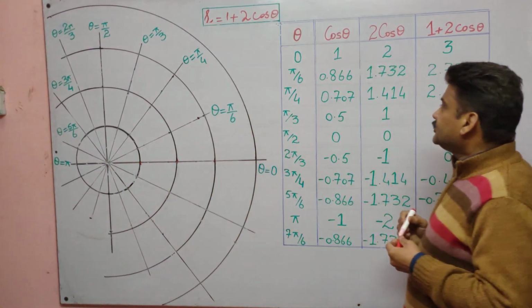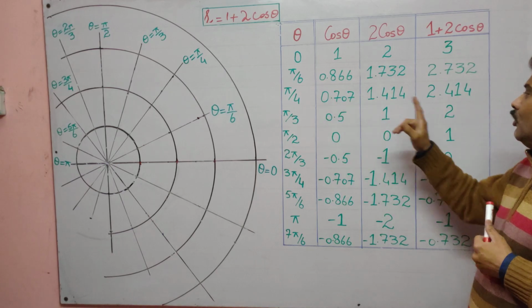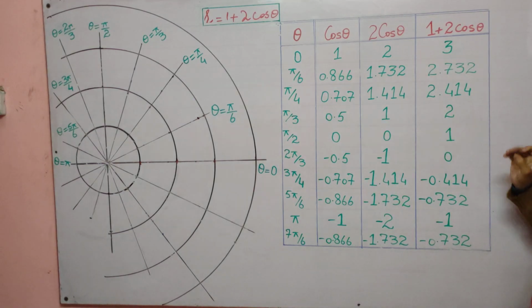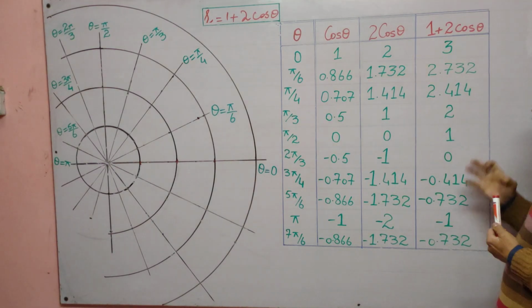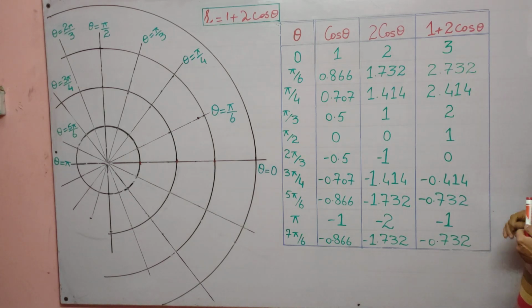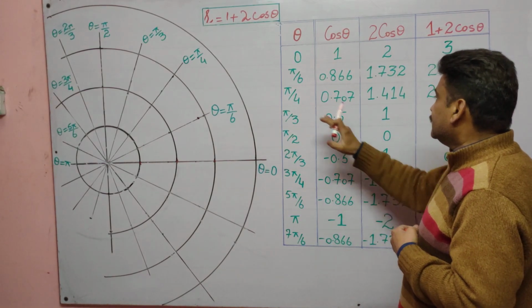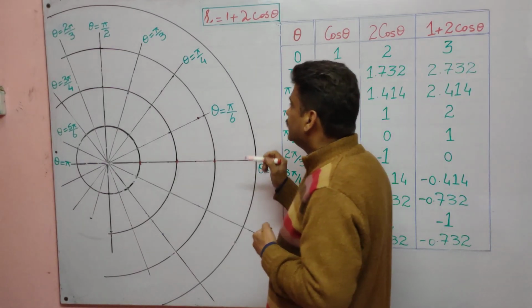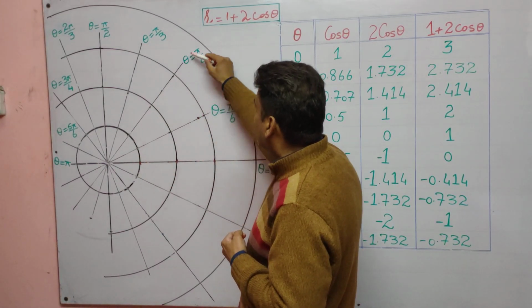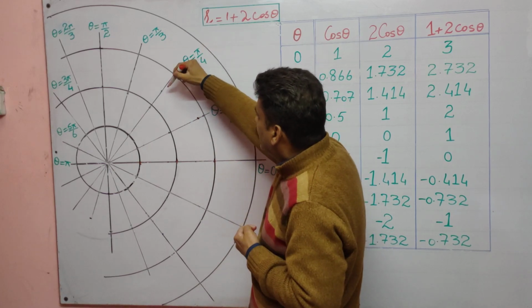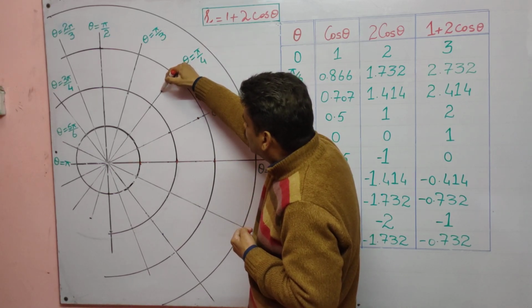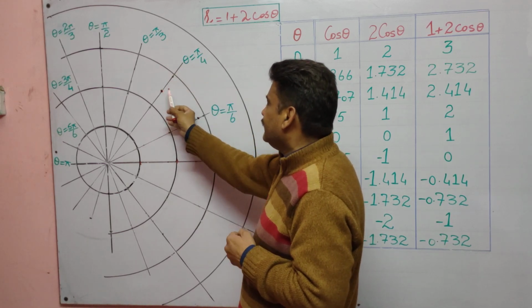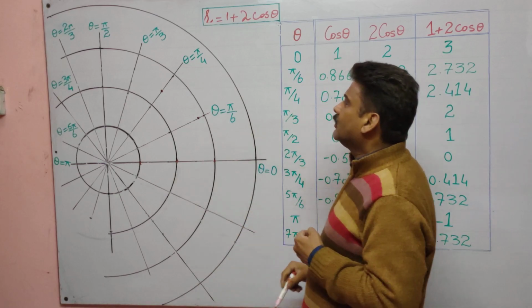For the line theta equals pi by 4, r is equal to 2.414, which is also less than 2.732. For the line theta equals pi by 4, we take a point where r is 2.414. We take this point, and it also lies on this limaçon.